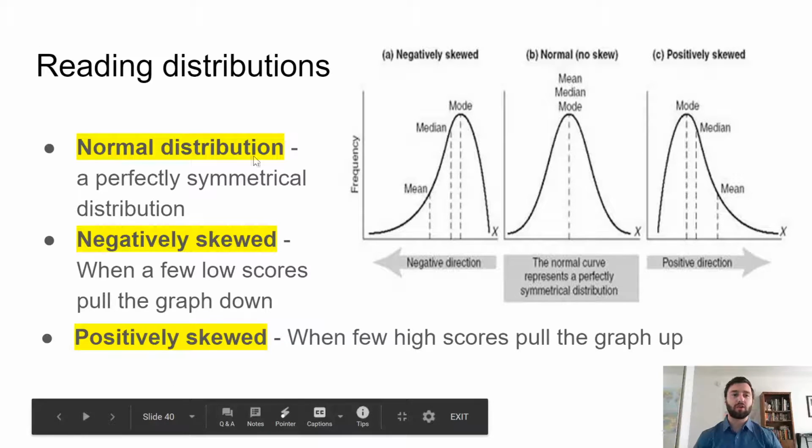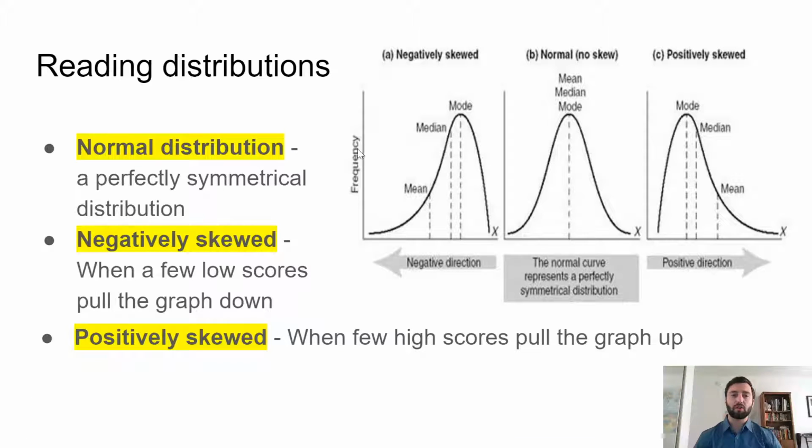The first one is what is called a normal distribution. A normal distribution is just one that is perfectly symmetrical. So it's right here in the middle. This is what we call a normal distribution. You may also have heard it called a bell curve or a normal curve. All of those things mean the same thing. The idea is it's exactly symmetrical, so I could fold it in half and it would be exactly the same.